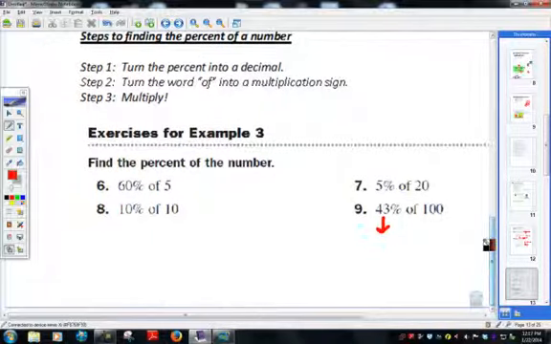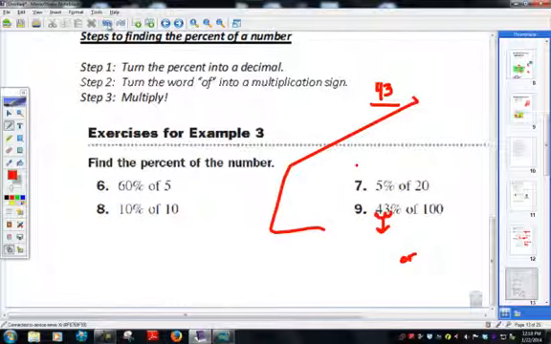Now, 43%. Remember, that has to become a decimal or a regular number, and there are two ways to do that. First way is you could just take the decimal and go 1, 2. I knew that because 43% would be the fraction 43 over 100.